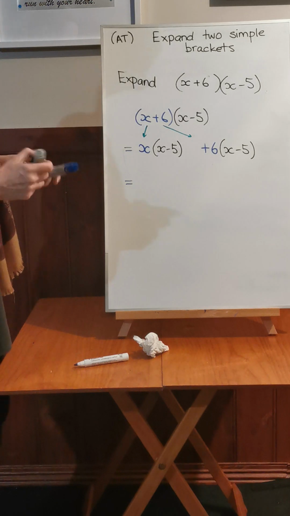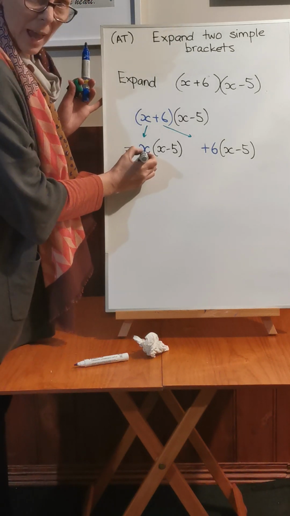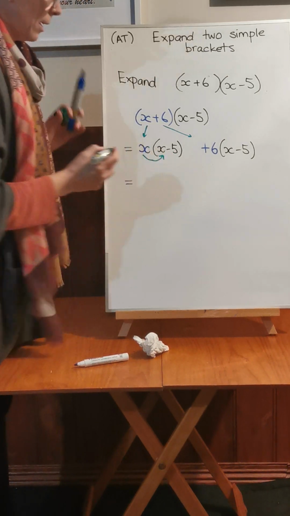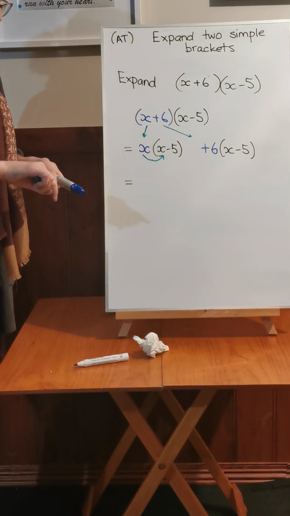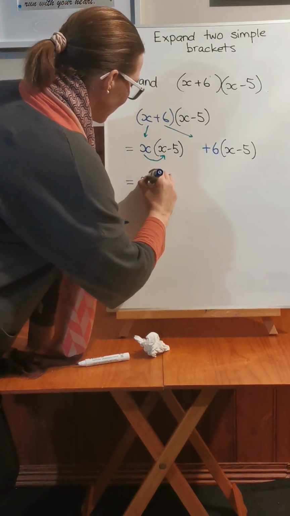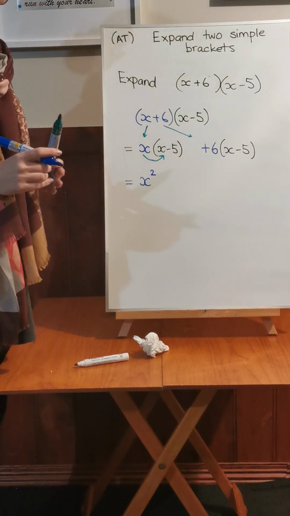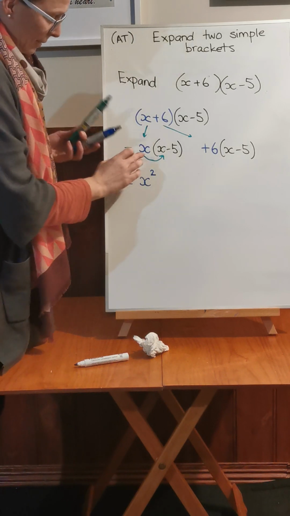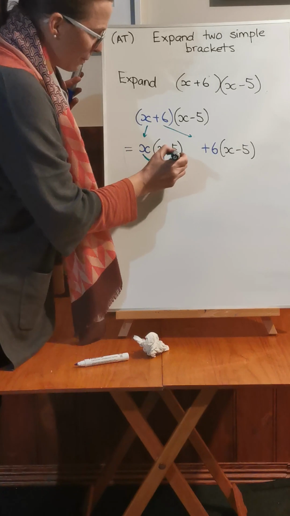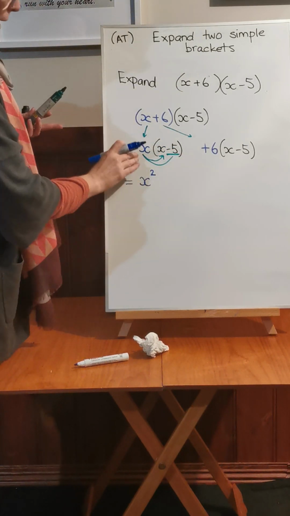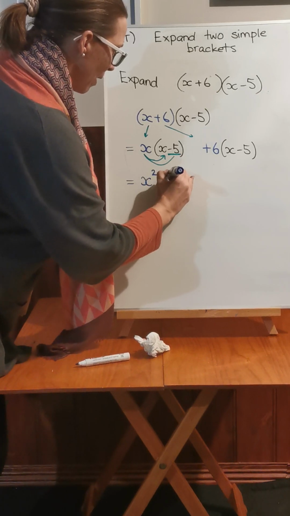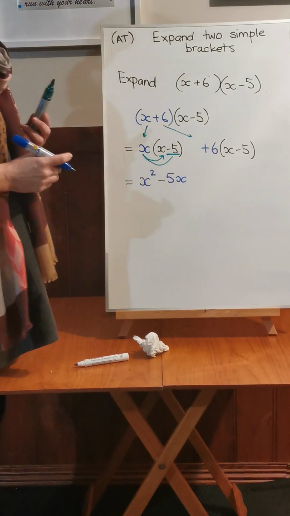So here I'm thinking this outside x needs to multiply my inside first x. So x times x will make x squared. Okay? X now needs to multiply my negative 5. So x times negative 5 is negative 5x.